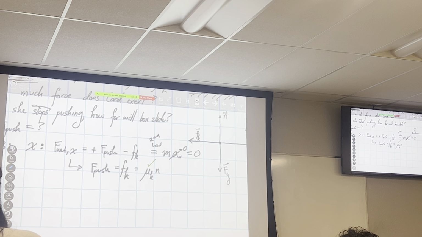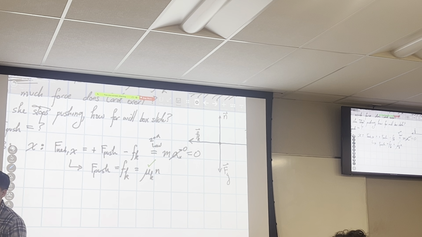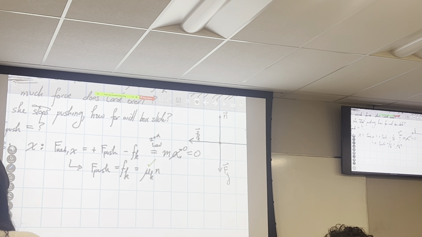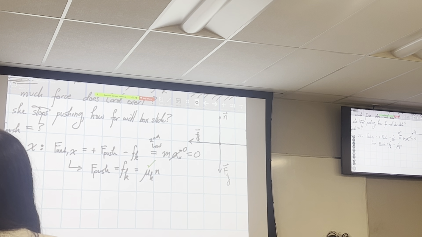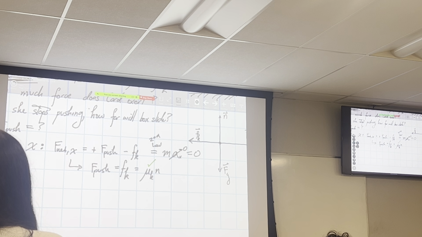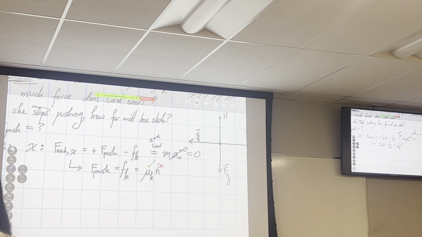So if we assess, do we know each term? Well, we know the mu sub k, but do we know what the normal force is? Is it the opposite of the force of gravity? You don't know yet. That's ultimately the point. Although it may look like that, you don't know it yet, so we don't know.